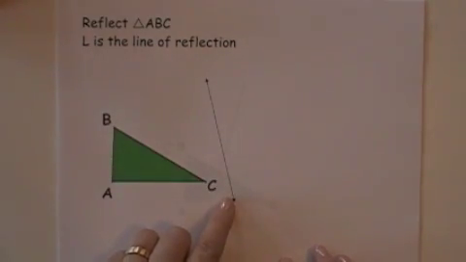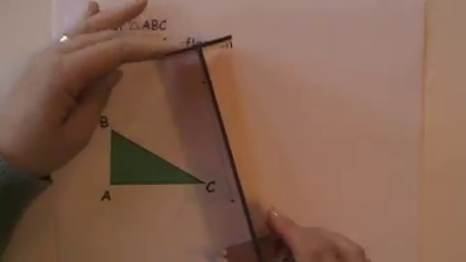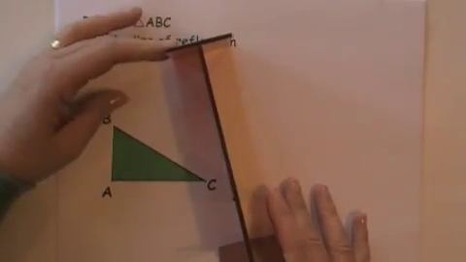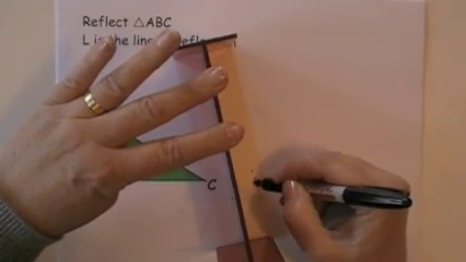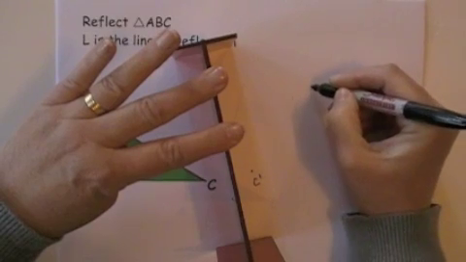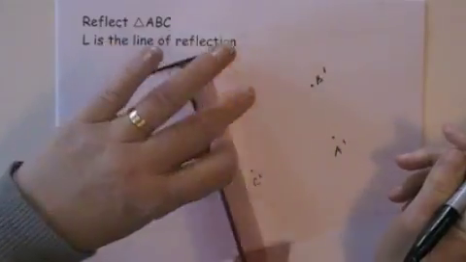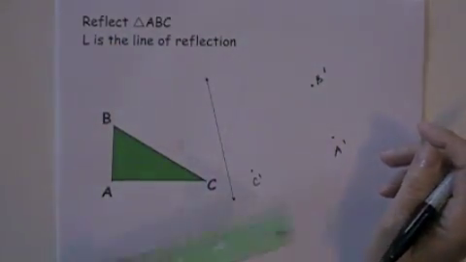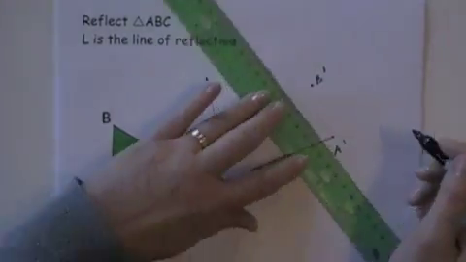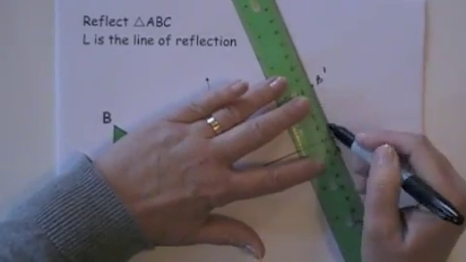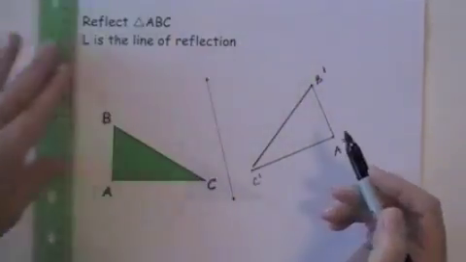You're going to need a reflector, and then you place your reflector along that line of reflection. And as you look in your reflector, you can see the point C. I'm going to label it C prime. B, I'll label it B prime. And A, I'm going to label it A prime. And then I'm going to take my ruler and connect those 3 points. That's an example of a reflection.